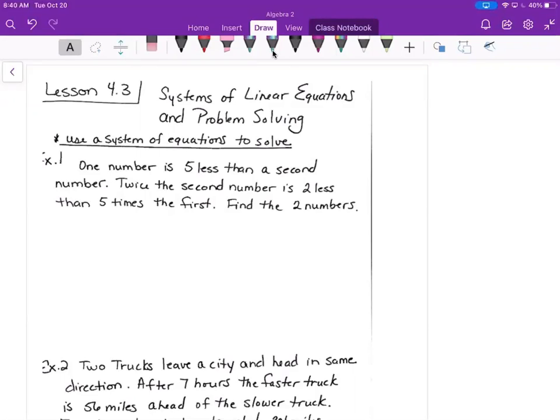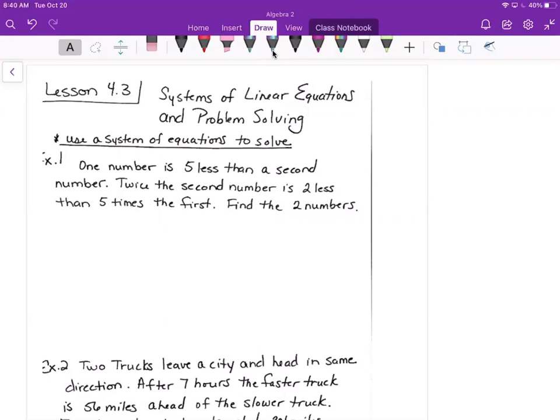Today we're going to use what we've been learning about solving systems to help us solve some word problems. You will see a lot of word problems in this class, but also when you go on to take the SAT and ACT, standardized tests love to use word problems. So we're going to learn how to use systems of equations to help us solve word problems.